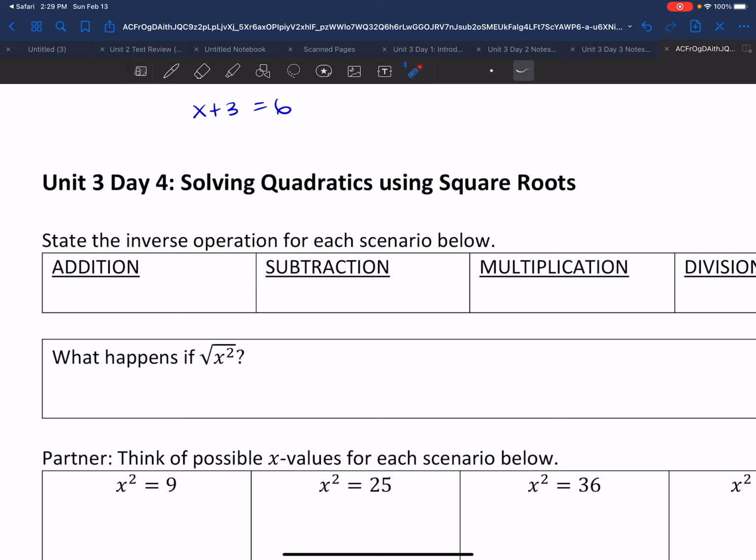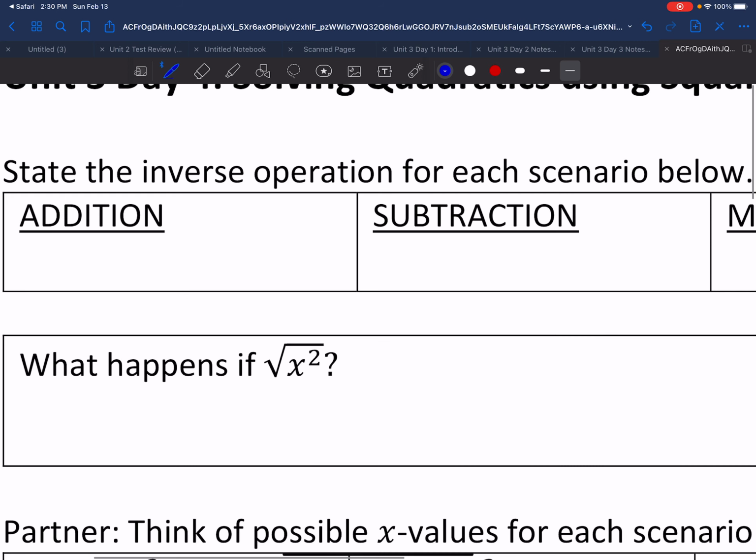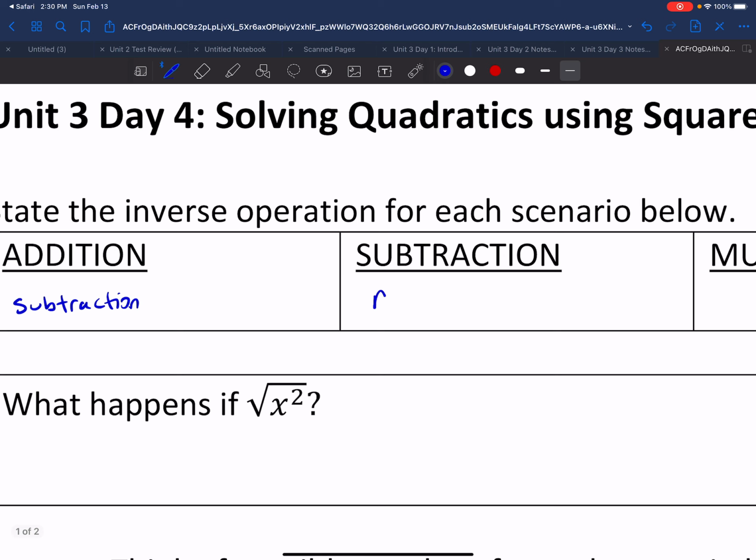I'm trying to get x by itself, but there's something in the way, which is this positive 3. This is an addition sign, and I need to get this plus 3 out of here. How do I do that? I need to take the inverse operation, and the inverse operation of addition is subtraction. So I subtract 3 from both sides, and therefore x is equal to 3. The opposite of addition is subtraction, and the opposite of subtraction is addition.